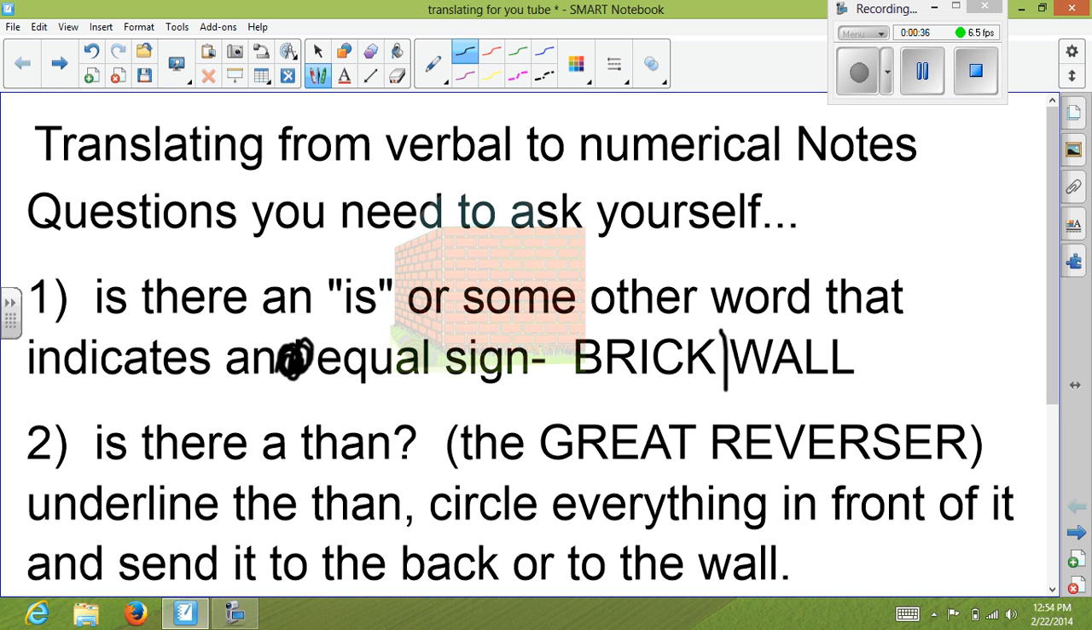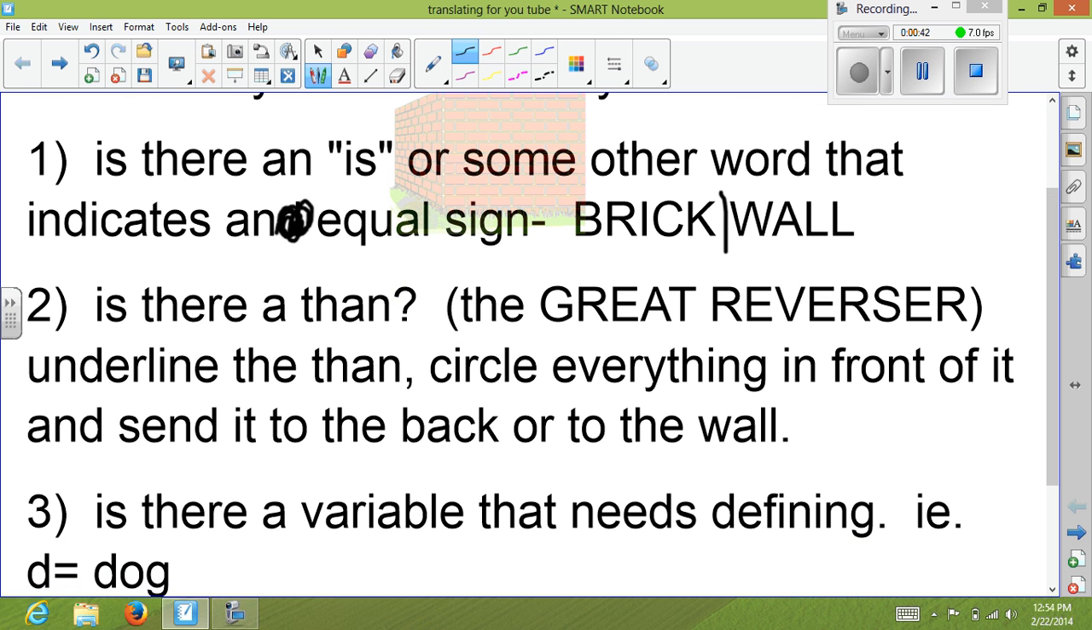The second question you need to ask yourself is: is the word "than" in the sentence? And I call it the great reverser. The reason I call it the great reverser is because it switches the order of the problem around. So what you need to do, if there is a "than" in the problem, is to underline the word "than," circle everything in front of it, and send everything in front of it back to the back of the problem, or to the brick wall.